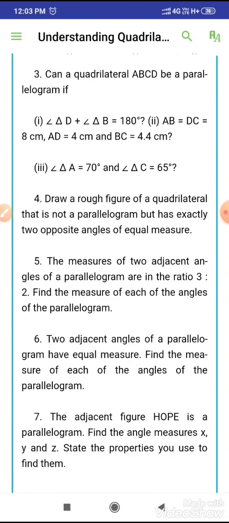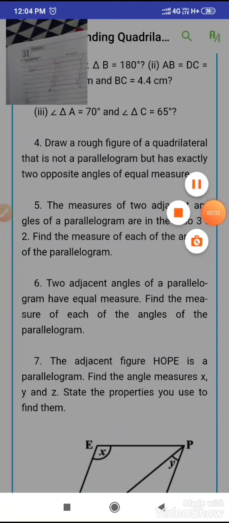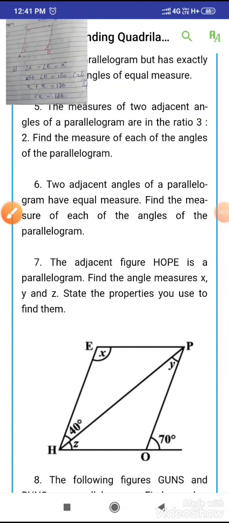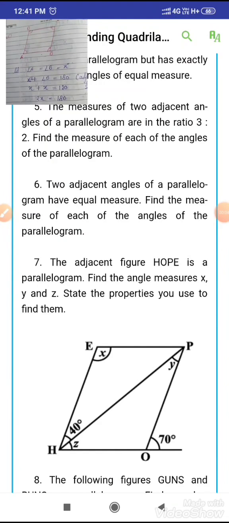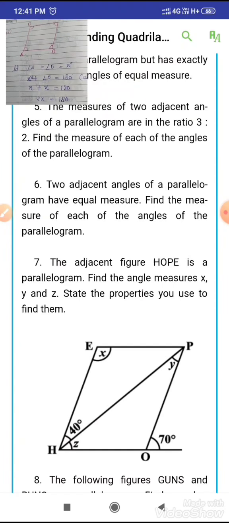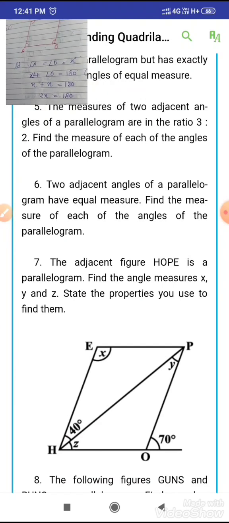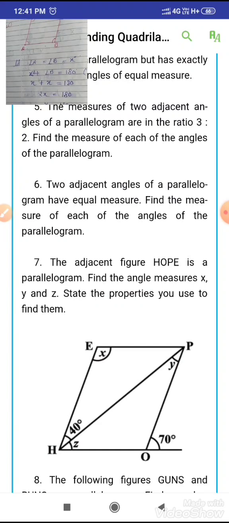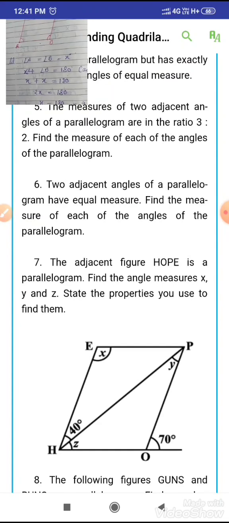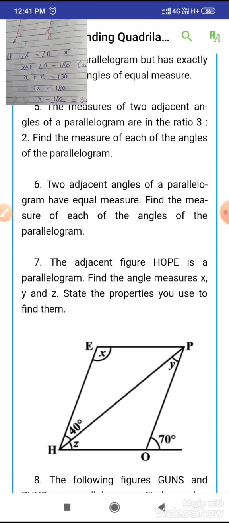Two adjacent angles of a parallelogram have equal measure. Find the measure of each of the angles of the parallelogram. ABCD is a parallelogram and angle A and angle B are two adjacent angles of this parallelogram. Let me assume that the measure of angle A and angle B is x degree. As we all know, the sum of adjacent angles of a parallelogram is 180 degree, or they are supplementary. So angle A plus angle B is equal to 180 degree.